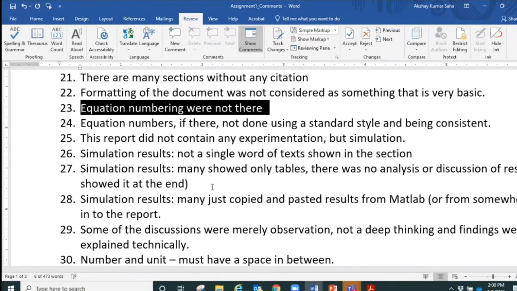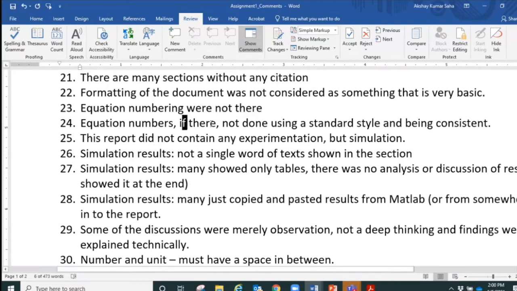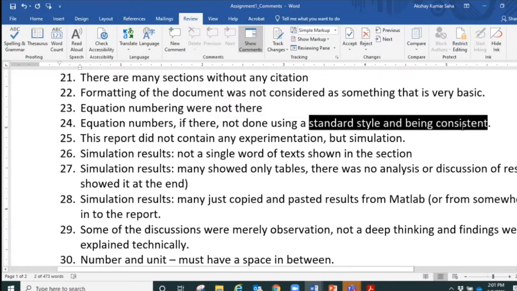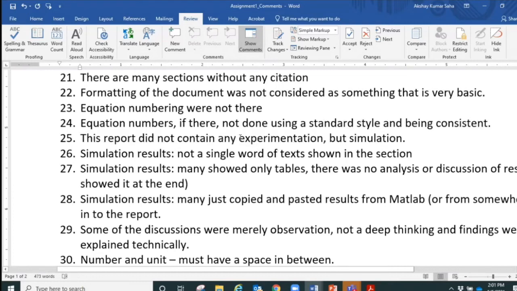It's not allowed. Equation numbers in some cases were there, but there was no standard style and there was no consistency. So if you are now showing the number, you need to make sure your style is followed consistently throughout the document and you are following a standard style. So you cannot just write the way you please. Again, if you can, but you lose marks.